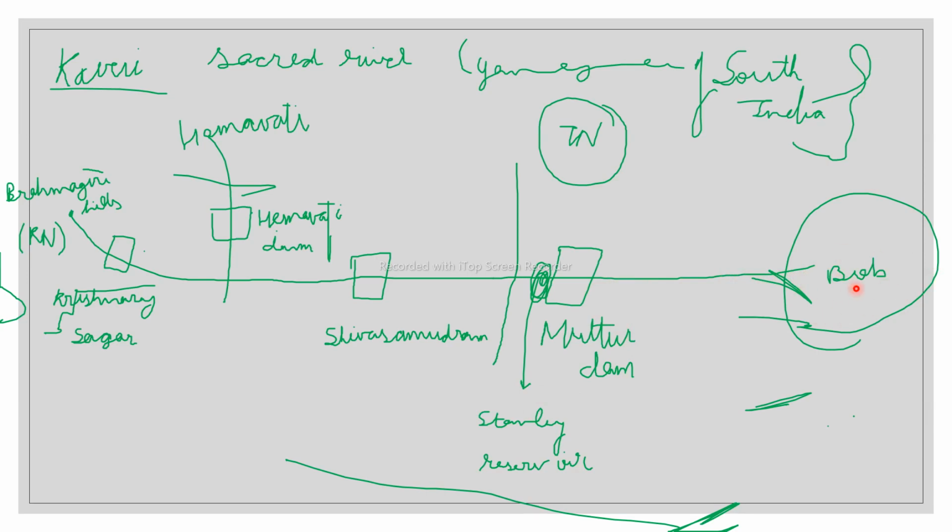So with this, we have completed our east flowing rivers. Now we have to start with the west flowing rivers. So now I'm going to take up the west flowing rivers. When I'm talking about the west flowing rivers, the first important river that I told you, from the two rivers, is Narmada.